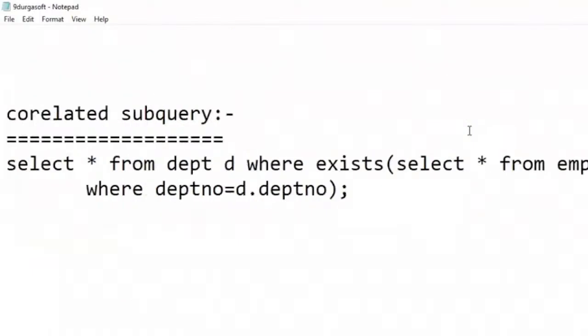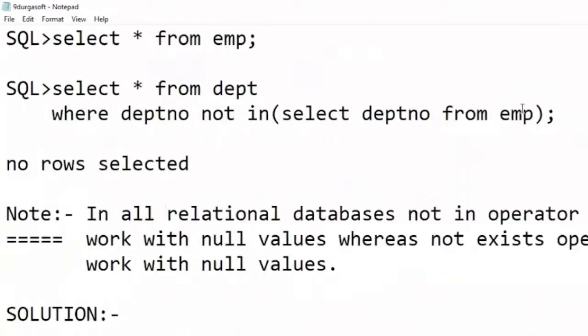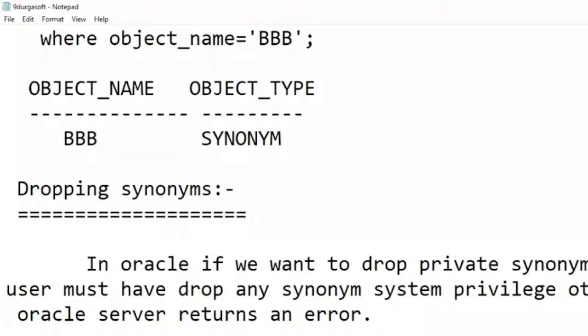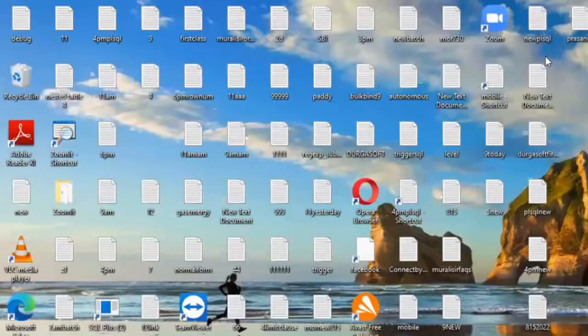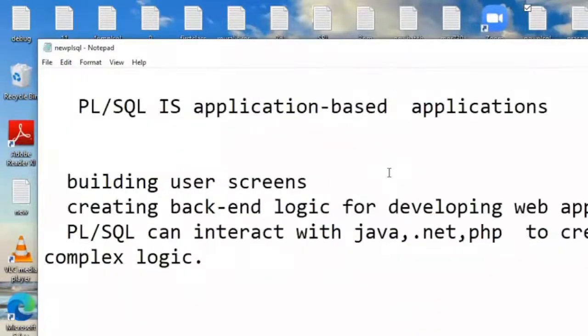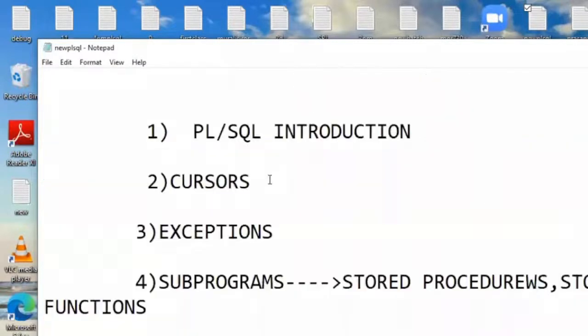Some queries are there, and these are all things we are familiar with. Don't worry. Then database objects, so many things are there, and we are learning them. These are big concepts. Again, PLSQL means a little bit of coding is there. Don't be afraid. In PLSQL, you write some little bit of coding here.